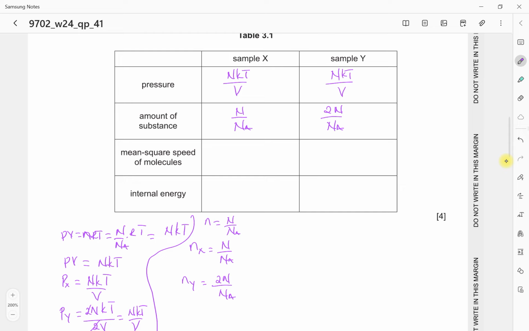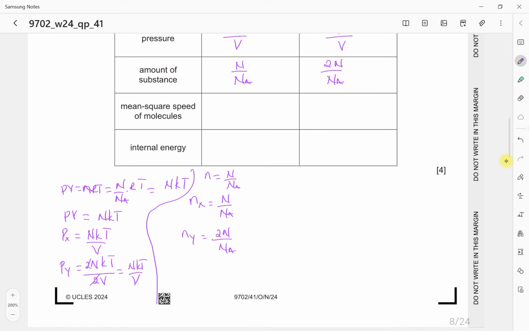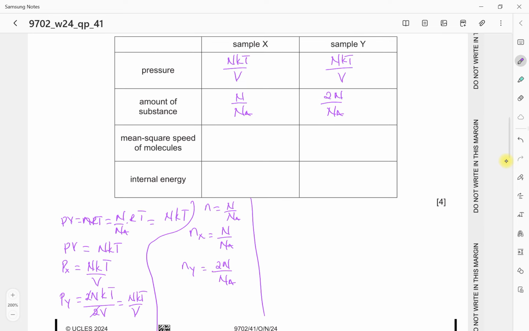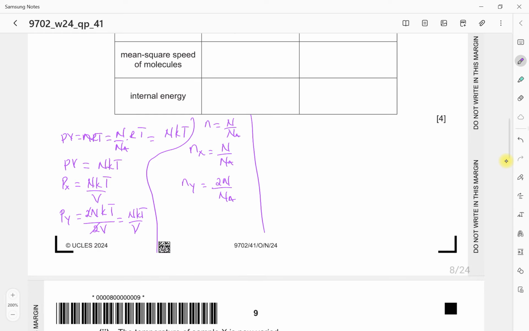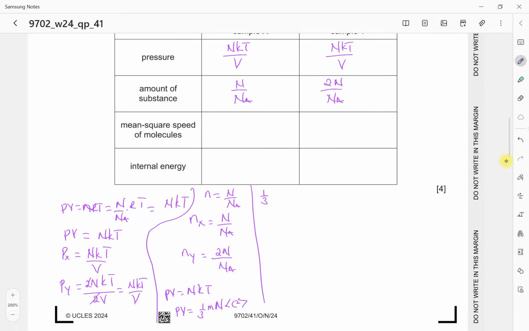Then let's check the mean square speed of molecules. Earlier on I showed that if we combine PV equals NkT, which I've already derived, and the equation given in the list of formulae, PV equals one third Nm mean square speed, and equate them, we had that a third Nm mean square speed was equal to NkT, and N cancelled out. Making mean square speed the subject, it is going to be 3kT divided by m.